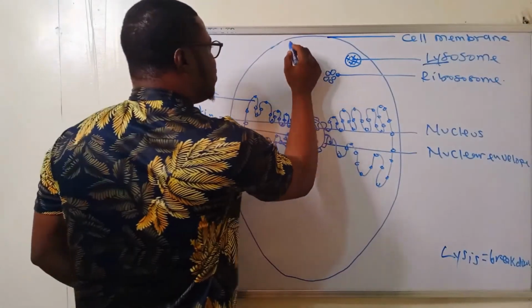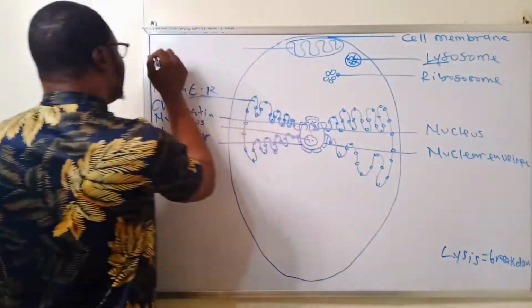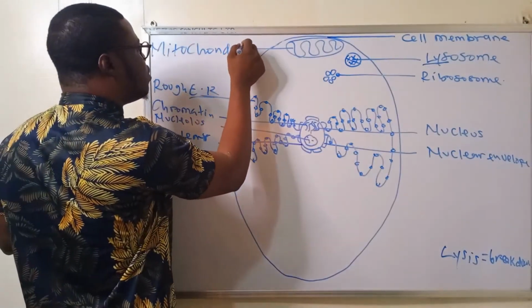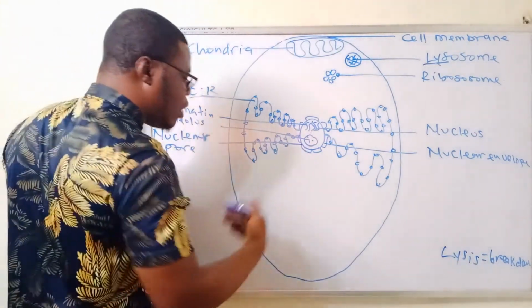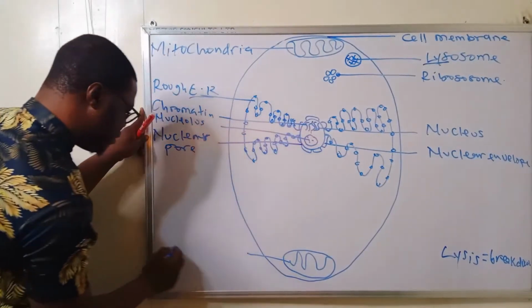Now the next thing, we have our mitochondria. And don't forget, I told you that you can't find just one in a cell. You have more. So I use mitochondria to beautify my cell.